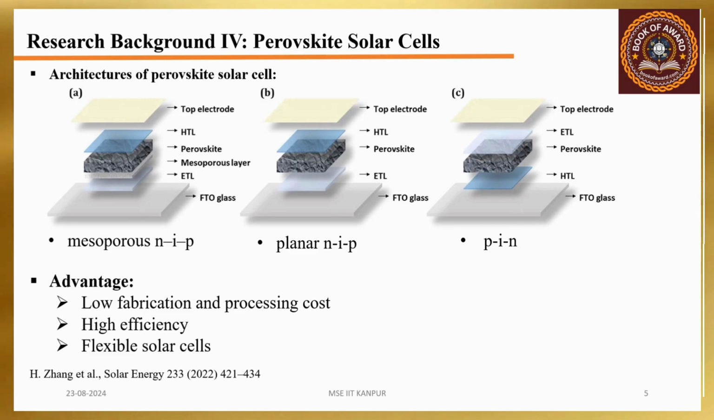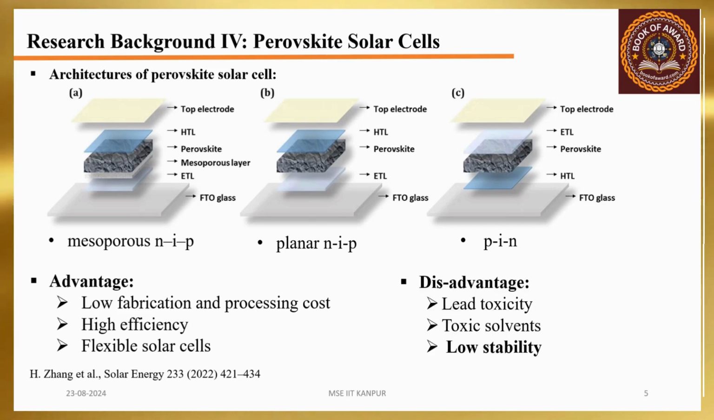There are many disadvantages of using the perovskite solar cells. First is lead toxicity. Lead toxicity comes from the perovskite materials because to make the perovskite solution we use lead as precursor material, which is very harmful for our health. To make the solution of perovskite we also use DMF and DMSO as solvents, which are very toxic.